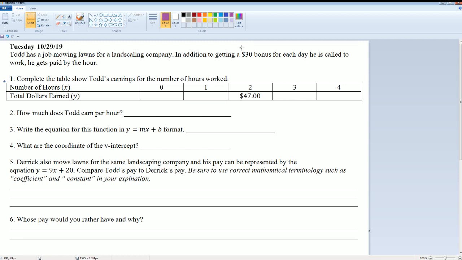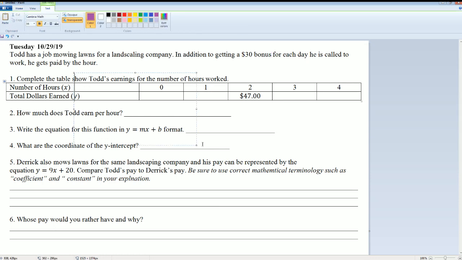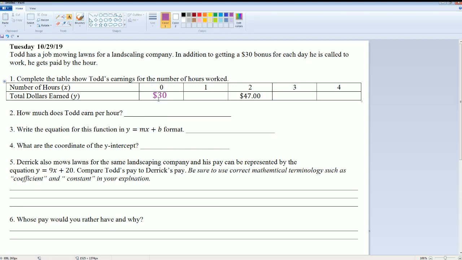I'm going to color code it in purple. Hopefully, you understand what it means. He gets a $30 bonus for coming in. So before he even works his hours, he gets how much? He gets $30. I'm going to type it out for you here. So he gets $30 before any work is done. Then from here, something happens.